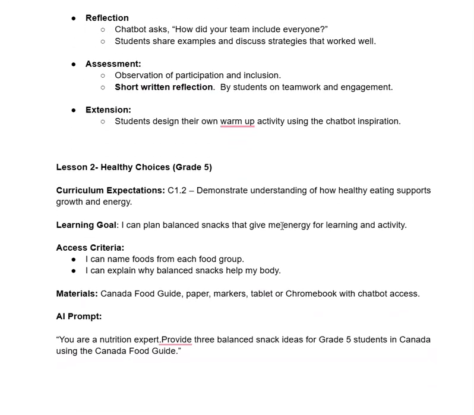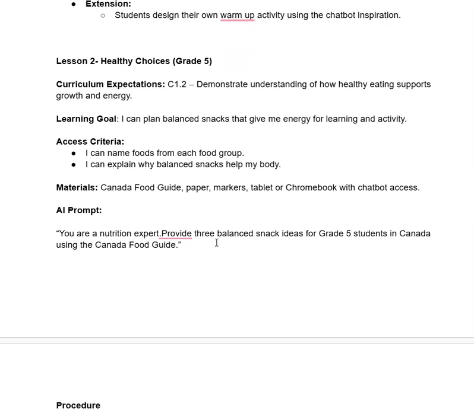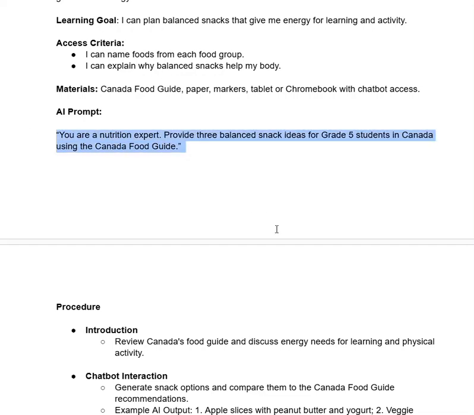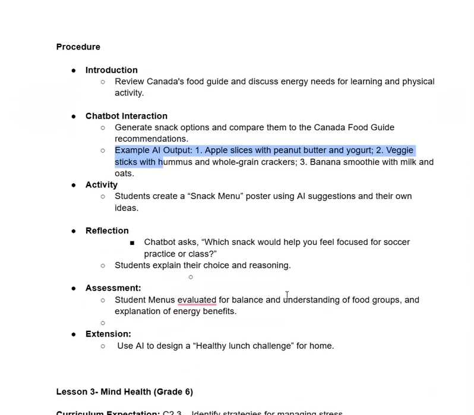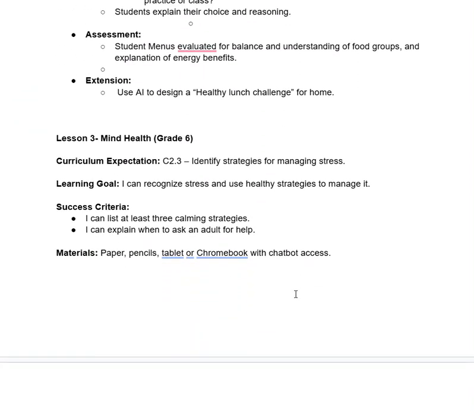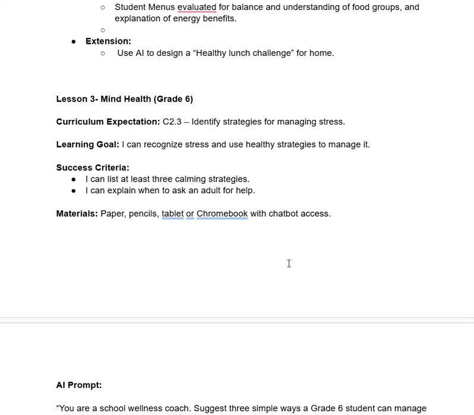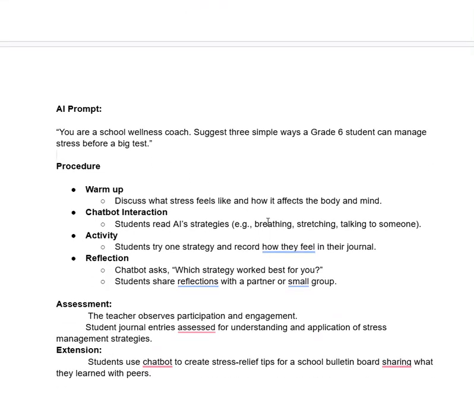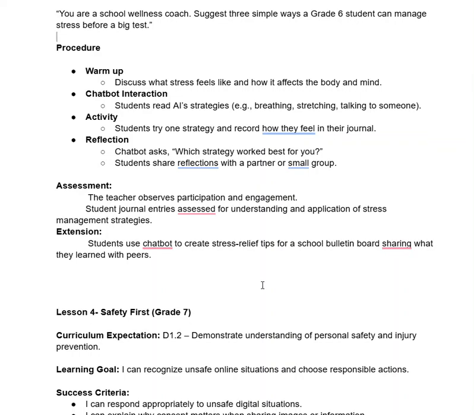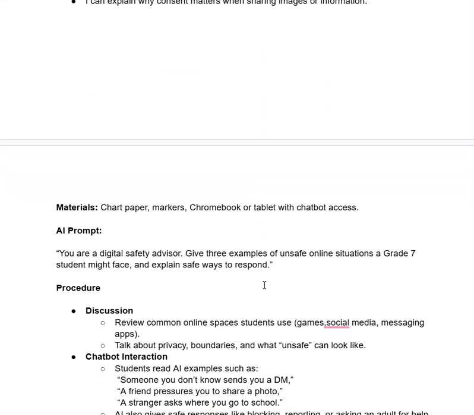And then you have lesson 2 with healthy choices and lesson goal. And you have an AI prompt, nutrition expert, provide 3 balanced snacks. Now, I don't know what is going on with that prompt. And then generated snack options. So I'm just not quite sure how the lesson works. It's not absolutely clear. If I got this lesson, I wouldn't know how to do it, although it's a big improvement from the last one for sure. And then I'm not sure how this prompt is being used, so it's not always clear what you're doing here.